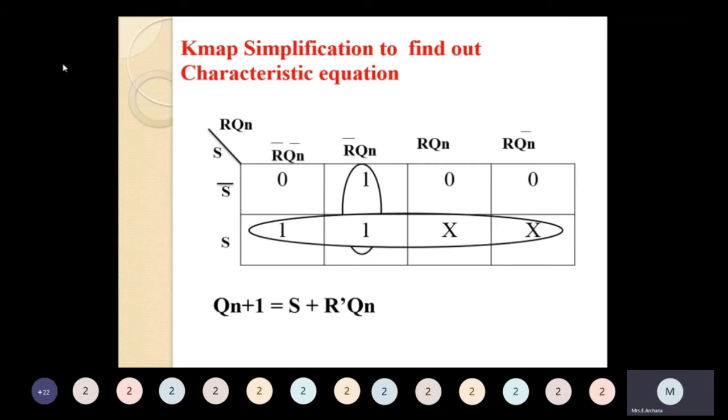This is a K-map simplification to find out the characteristic equation. With the help of the next state, we have found the next state equation: Q of n plus 1 equals S plus R dash Qn.